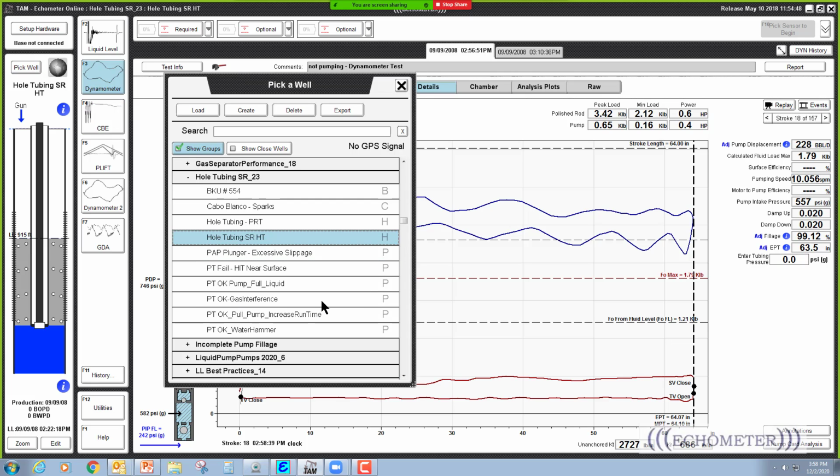What else? This one just shows no. Let me look. Let's look at another one.